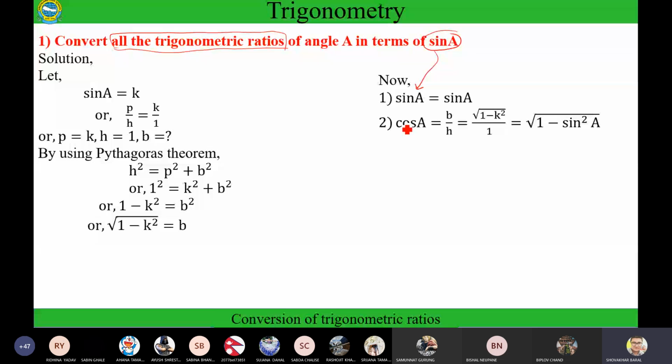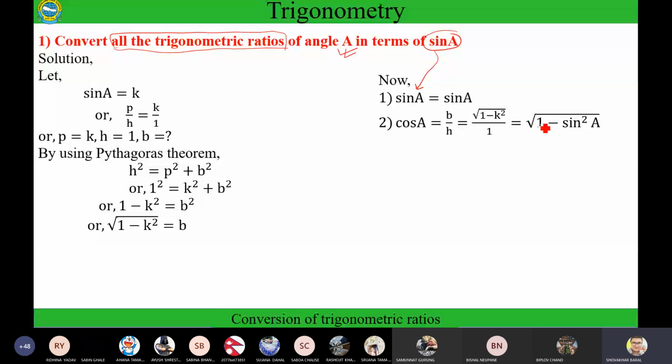For 2 number, let me explain it. Cos a. यदि यहाँ a छ भने हामीले a नै लेख्ने, थीटा लेख्ने होइन. We have to find the ratio for angle a. It is clearly stated in your question. So cos a is equals to b by h. This is the relation we have already learned. So b by h, this will be equals to b is square root 1 minus k square. We have just calculated it. So 1 minus k square by 1.